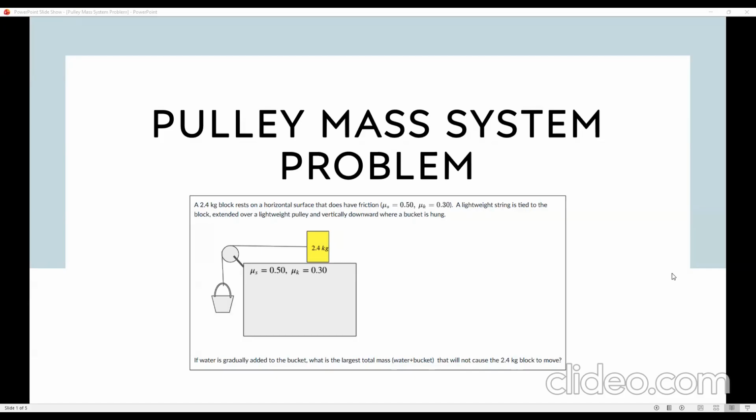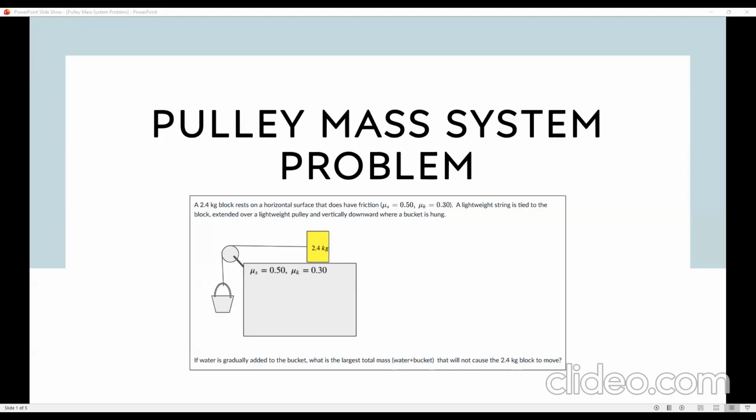Today we're going to be going over how to solve a pulley mass system problem in Physics 1, such as this. From the initial problem, it says a 2.4 kilogram block rests on a horizontal surface that does have friction. The coefficient of static friction is given as 0.5. The coefficient of kinetic friction is given as 0.3.